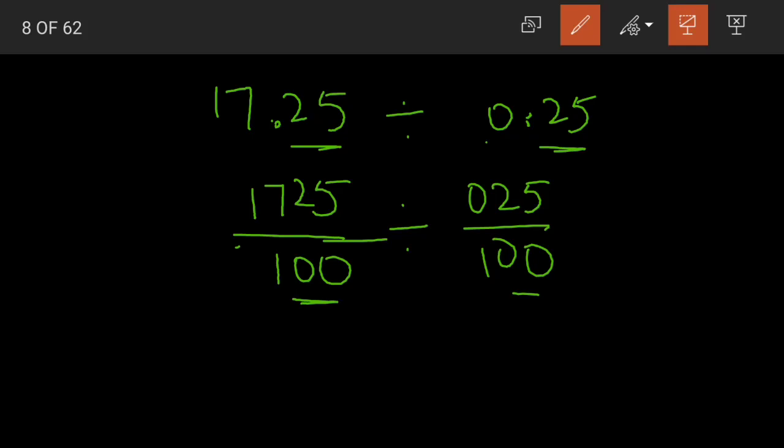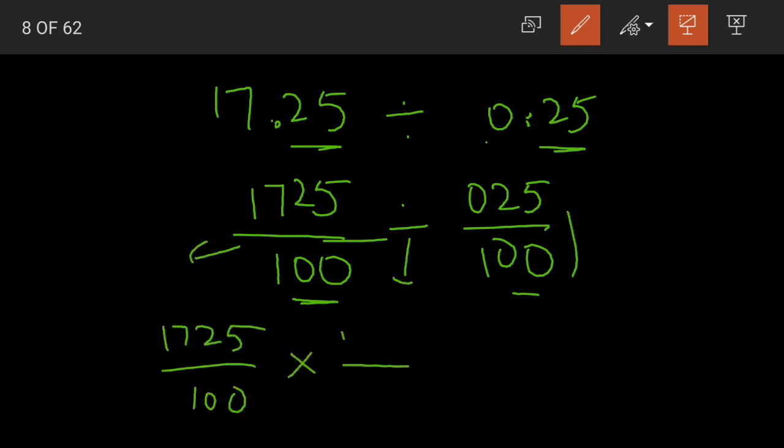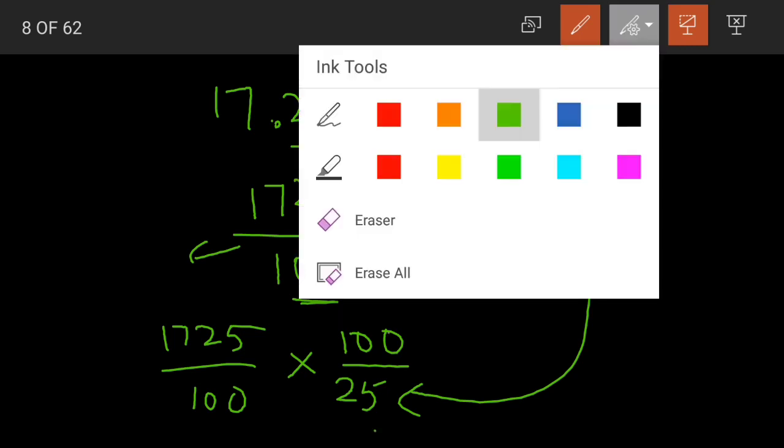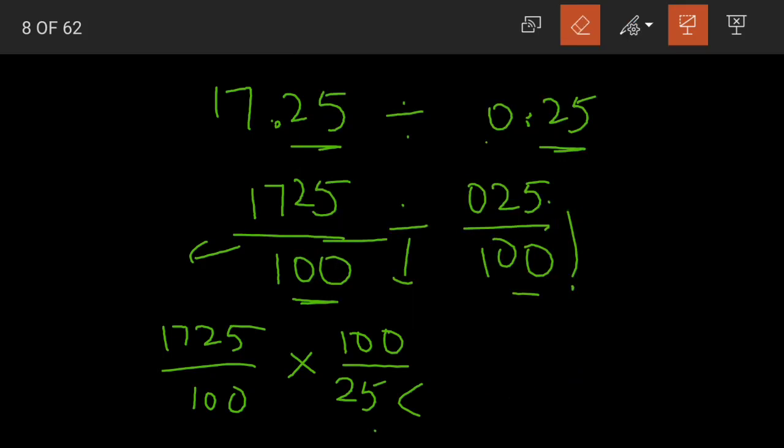What did we do? The first fraction is written as it is, then division becomes multiplication, and for the second fraction we write the reciprocal. 0.25 I am writing as 25 by 100. Yes, both the values are same. So the second fraction 25 by 100, we write the reciprocal, that is 100 by 25. Now what will it be?